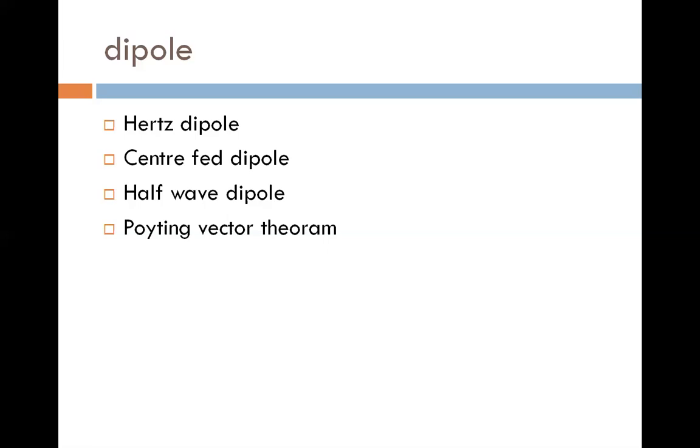So Hertz dipole, also called the elementary doublet antenna. The doublet is a theoretical antenna shorter than wavelength. It is used as a standard to which all other antenna characteristics can be compared.